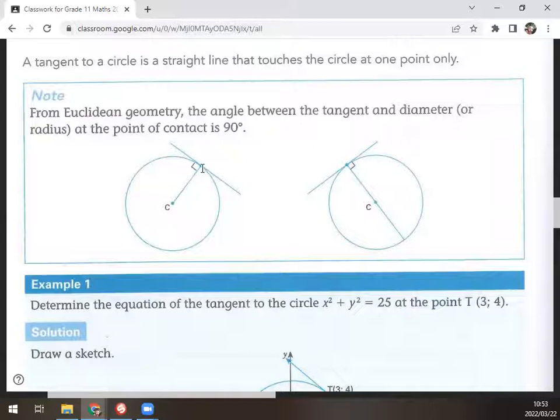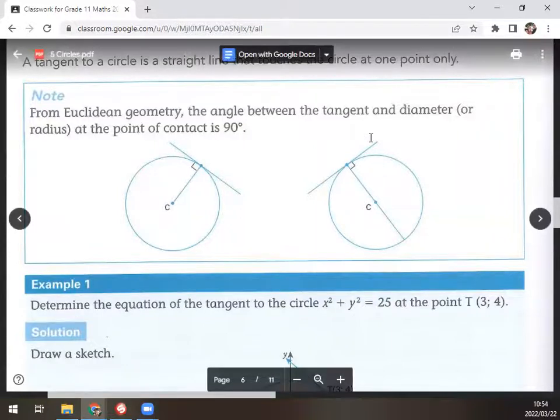So how can I find the gradient of the radius? What's the formula for the gradient again? Change in y over change in x. And I have 2 points, don't I? The center of the circle and the point of contact. All right, so we're going to write that down, but that's what you're going to do first, guys. We are going to find the gradient of the radius, which is always from the center of the circle to the point of contact. Then you're going to use that product of gradients equal to -1 to find the gradient of the tangent. Okay, there's another picture here.